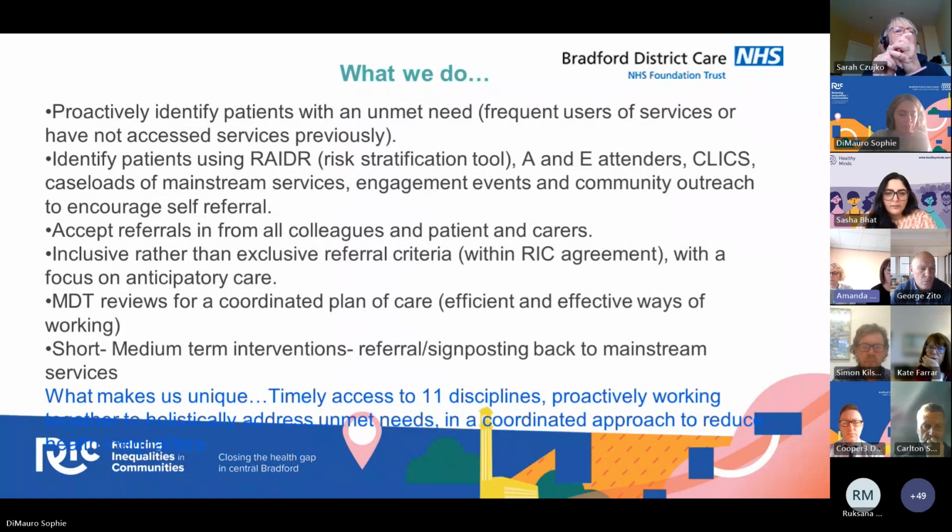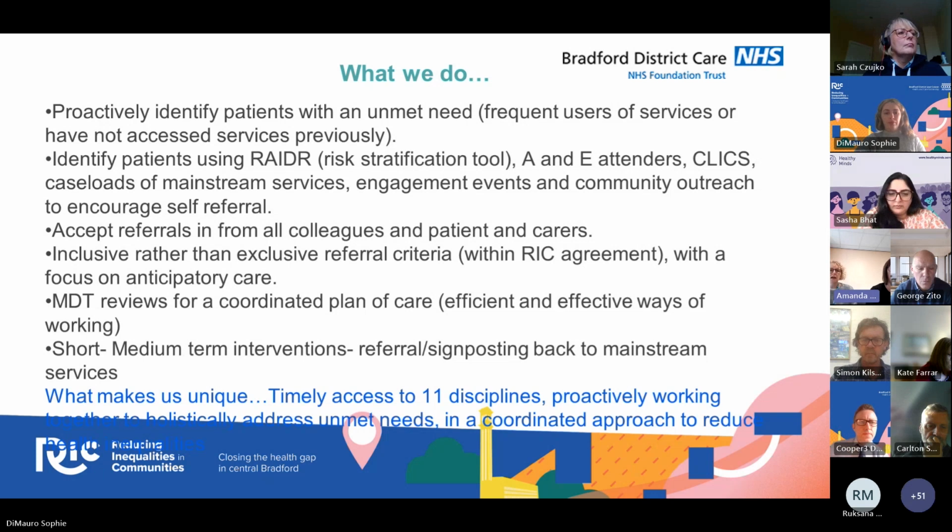So what we do, we work proactively to identify patients who perhaps have got an unmet need. It's the frequent service users, or often patients through our case finding tool, the radar risk stratification. We often find patients who have not been known to any services, and we've found that some of these patients we've often had the best outcome, they've just slipped under everybody's radar, and then we offer this wraparound service for a holistic assessment, and we can pick up on quite a lot of unmet need there.